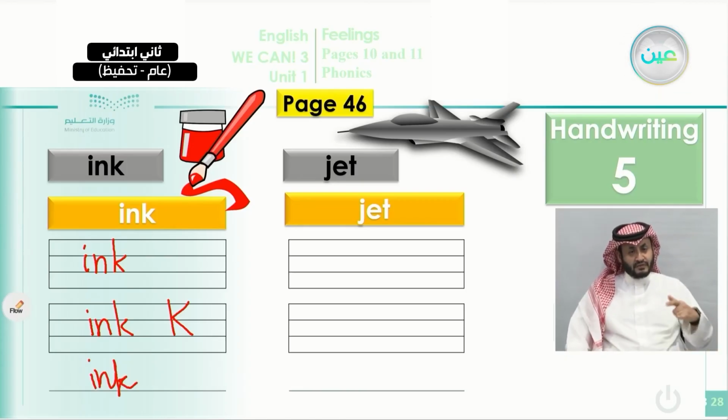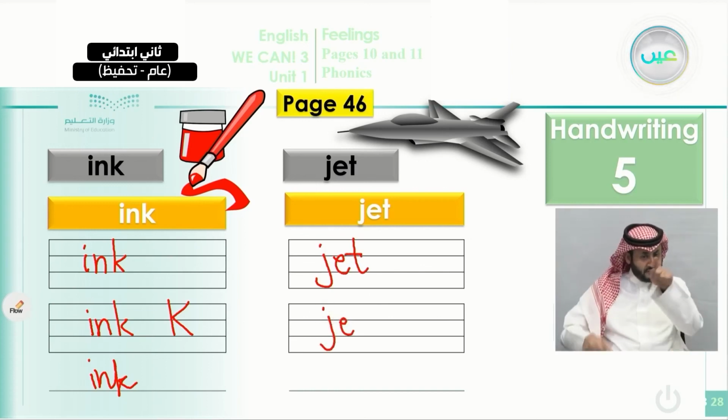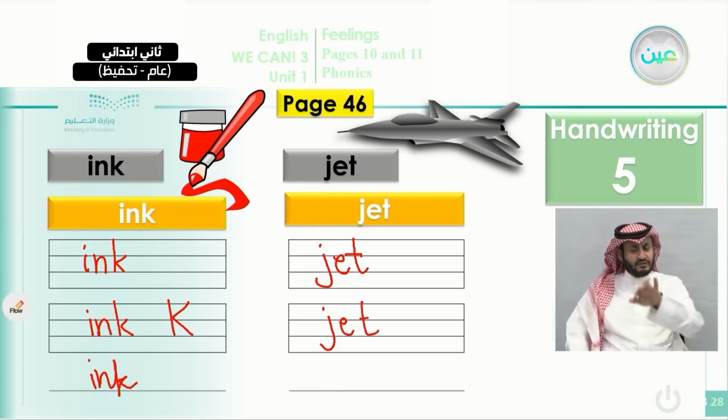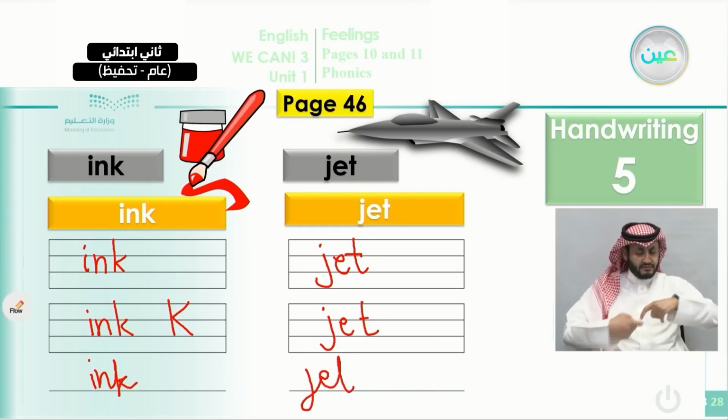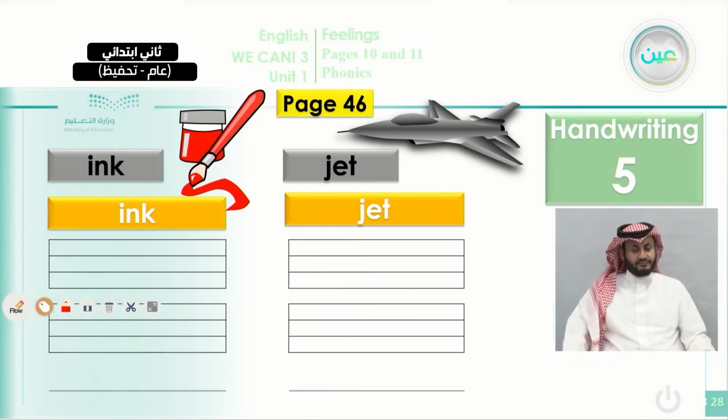How to write jet? You can do the same also. You write J, E, and T. Okay, let's write it another time also. J is written here, E is written here, and T here also. Okay, this is how we can write jet in cursive. It is very easy if you know how to start from the right way and to end from the right way also.